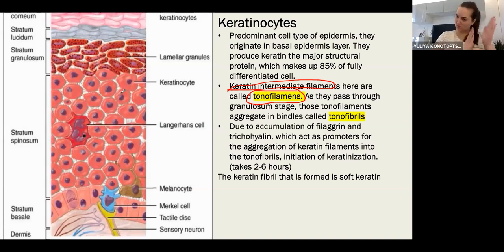And what do we do to tonofilaments? We stick them one to another by using filaggrin, right? We stick them together so we can make soft keratin. What do we call soft keratin? We call it tonofibrils. So where is your tonofibril? It is in your stratum corneum, because that's where the soft keratin is. Where are your tonofilaments? They're within the stratum spinosum, because it is just your keratin intermediate filament.